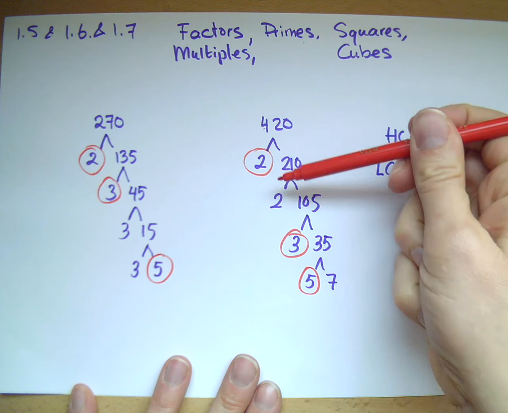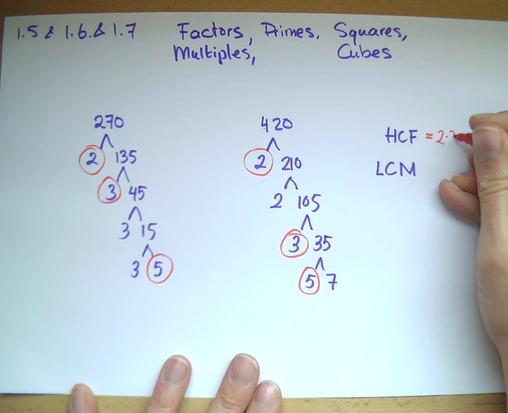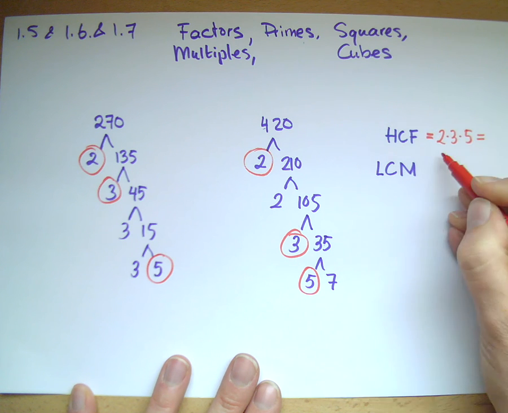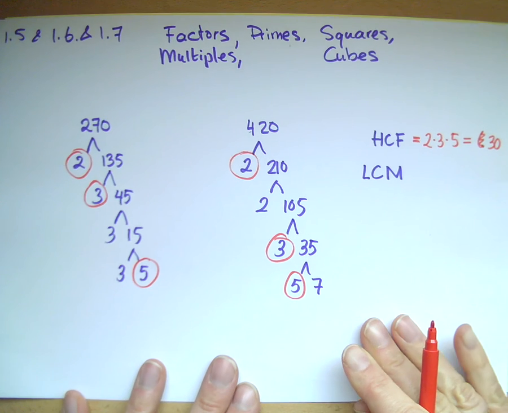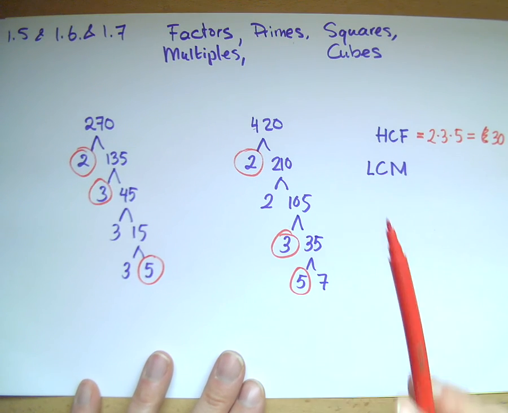They each have a 2, a 3, and a 5. So 2 times 3 times 5 is the highest common factor, which is 30. And I'm about to write 60. It's 30. Yeah?